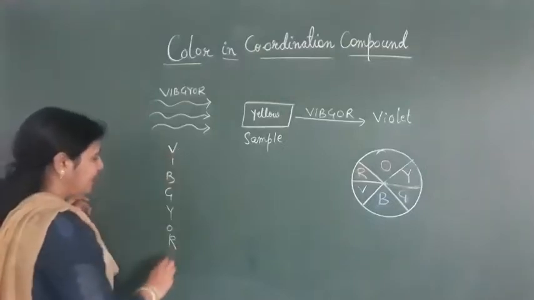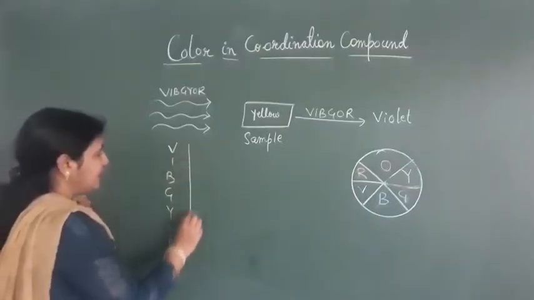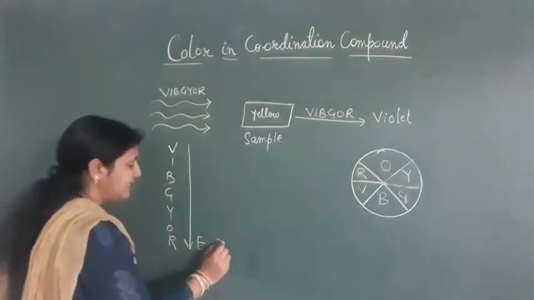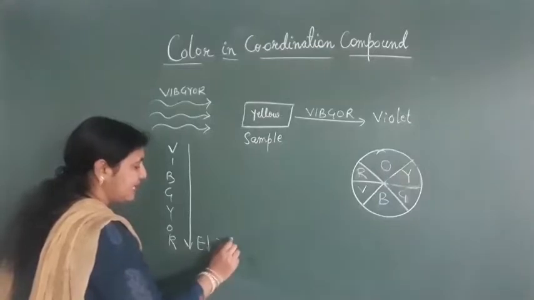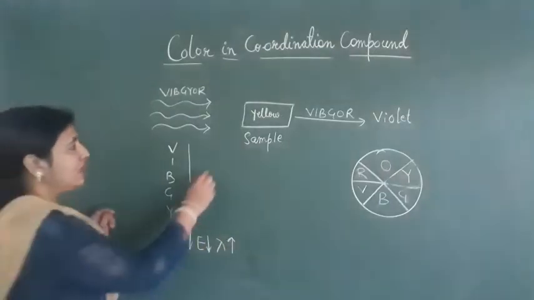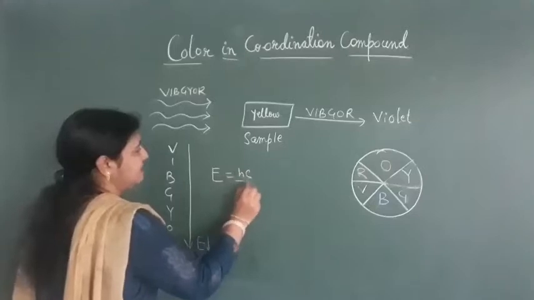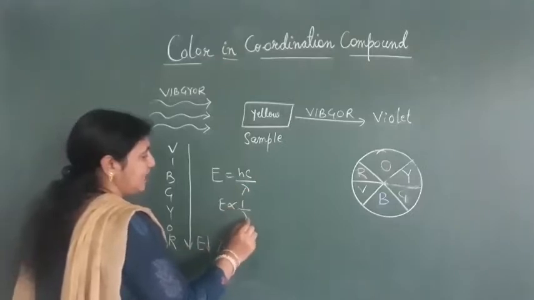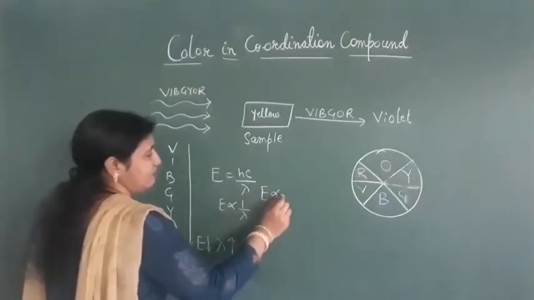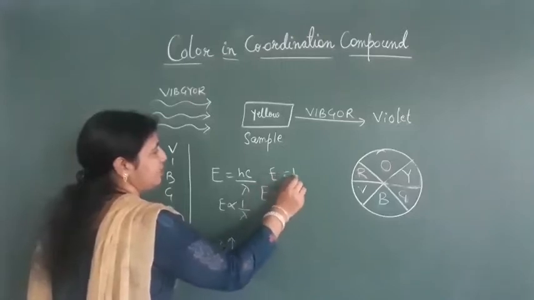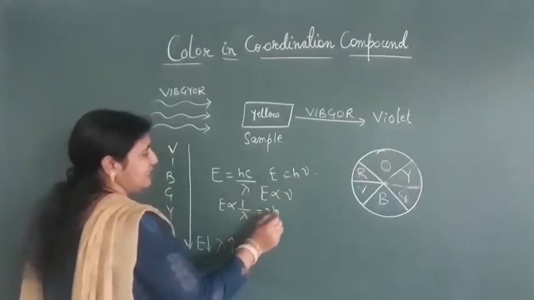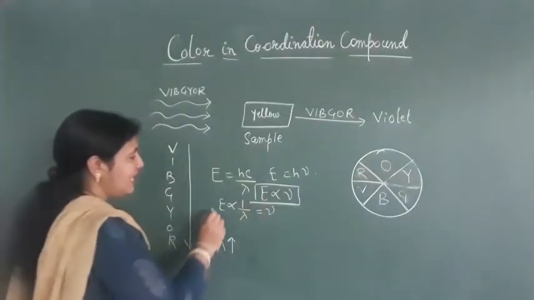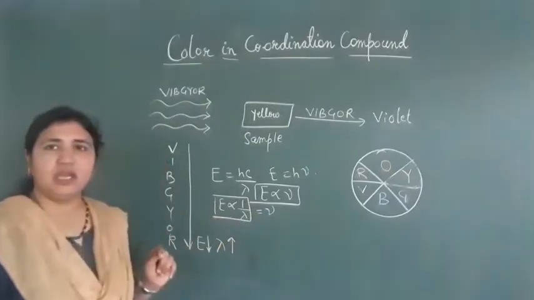From violet to red, as we move, the energy decreases and the wavelength increases. According to our formula, E is equal to hc by lambda, energy and wavelength are inversely proportional, and frequency is directly proportional, because E is equal to h nu. 1 by lambda is nothing but frequency. So energy is directly proportional to the frequency and inversely proportional to the wavelength.